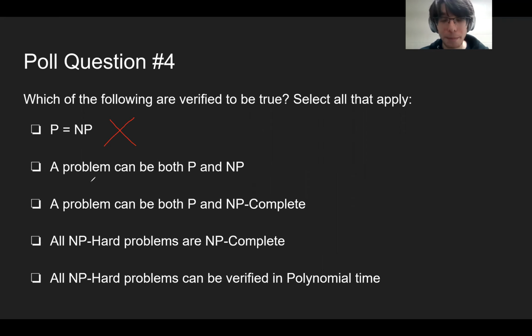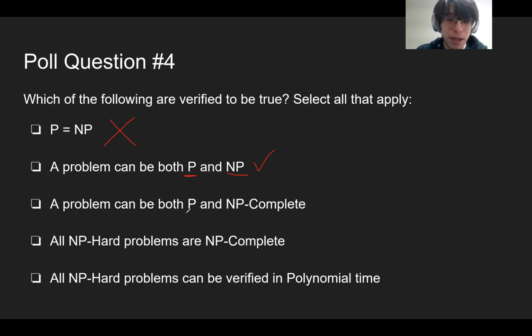A problem can be both P and NP. Yeah, absolutely, right? NP just means that you can verify the solution for it. If I give you a solution, you can verify it in polynomial time. So any problem which you can solve in polynomial time, you can also verify a solution in polynomial time. So basically every problem in P is in NP. This just includes the set of all problems in P.